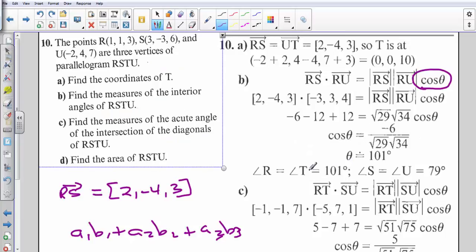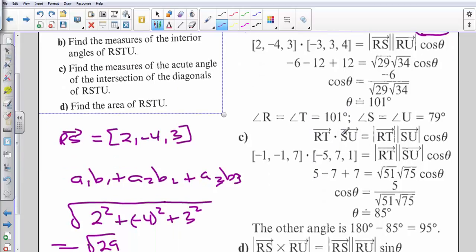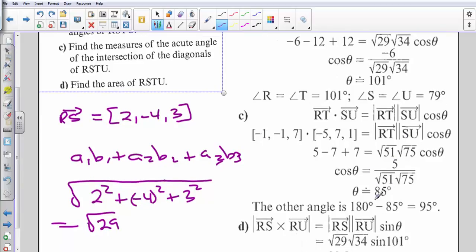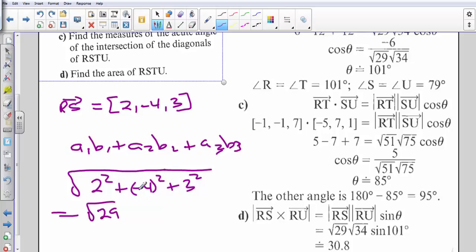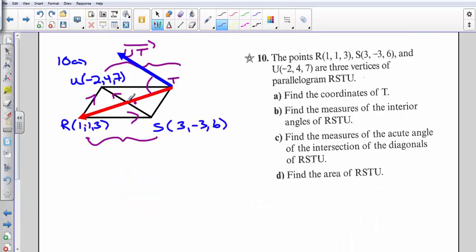Okay, so this is what they tried to do with this one. They used RT and SU and did the exact same thing as in part B, and found the angle to be 85, the other angle 95 as a result. So again, one last time, took this vector and slid it up in order to get the two vectors to be tail to tail. Finding this angle then allows me to state that this angle right here is exactly the same.